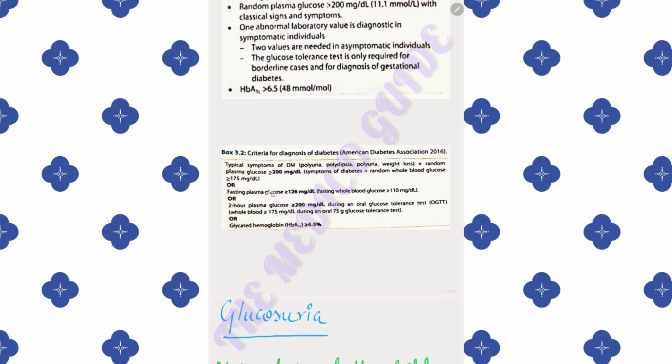The second criteria says fasting plasma glucose of more than 126 mg per dl, or the 2-hour OGTT, the oral glucose tolerance test, and the 2-hour plasma glucose are more than 200, and the whole blood is more than 175 mg per dl, and during an oral 75 gram glucose tolerance test, the glycated hemoglobin is more than 6.5.